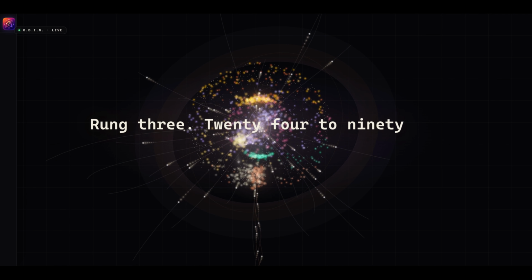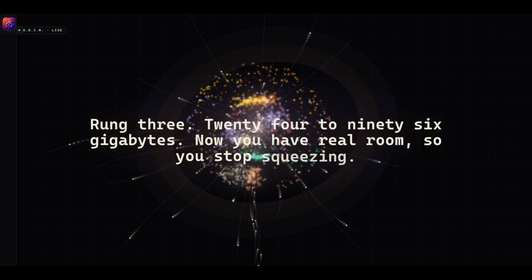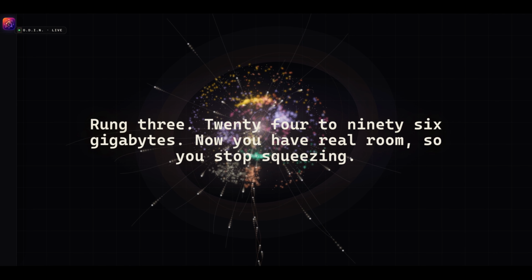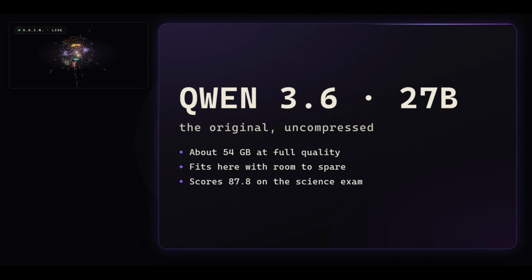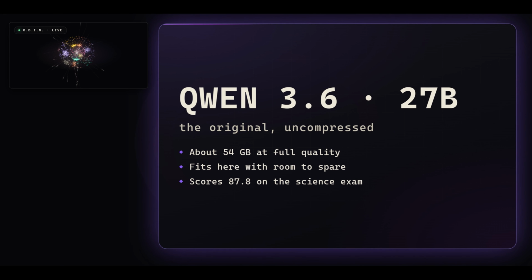Rung 3, 24 to 96 gigabytes. Now you have real room, so you stop squeezing. Here you run the model that Bonsai was carved out of, at full quality. Qwen 3.6, 27 billion.